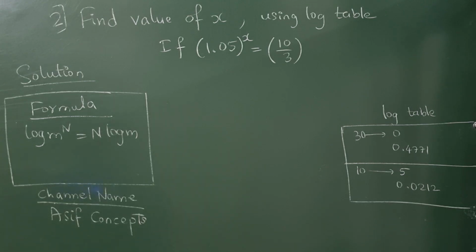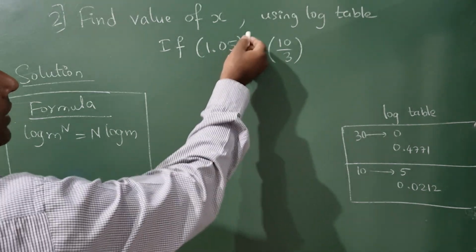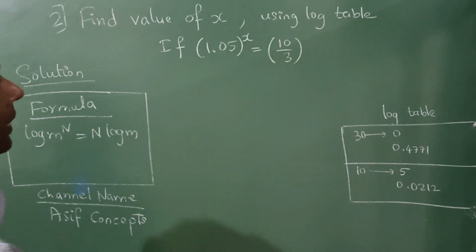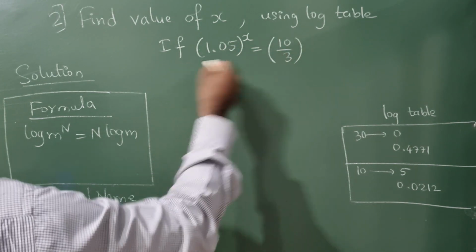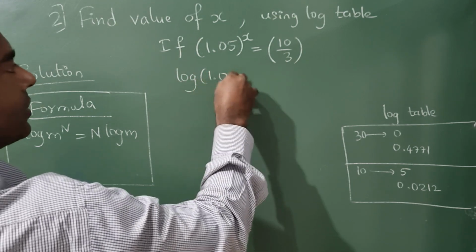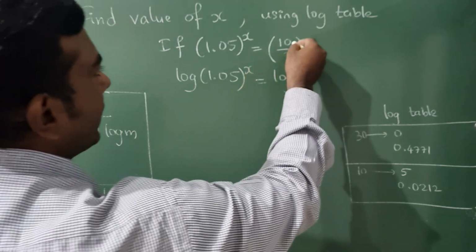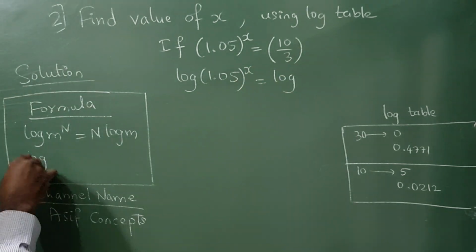Find the value of x using log table. If 1.05 raised to x is equal to 10 divided by 3. Apply log on both the sides. Log 1.05 raised to x is equal to log of 10 by 3, here there is a formula.